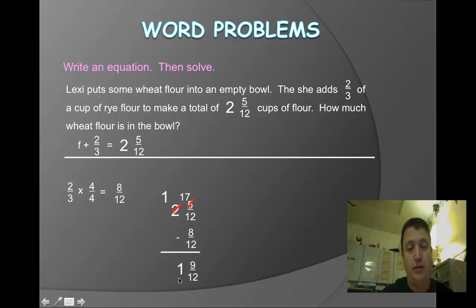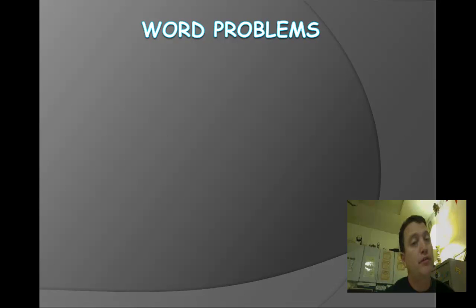Now I notice that 9/12 is not in simplest form. I need to add another step. These both share the common factor of 3, so I'm going to divide them both by 3, and when I do that I get 1 3/4. We get 1 3/4 cups. Let's look at another one, problem number 2.